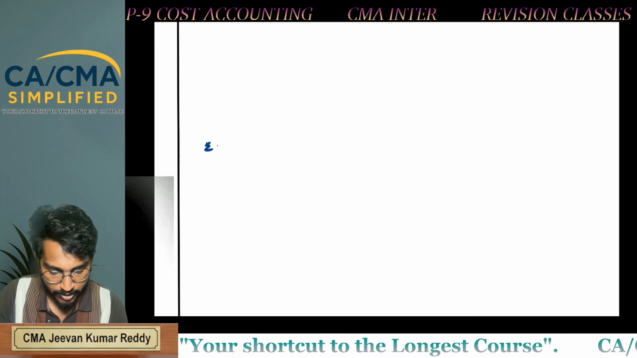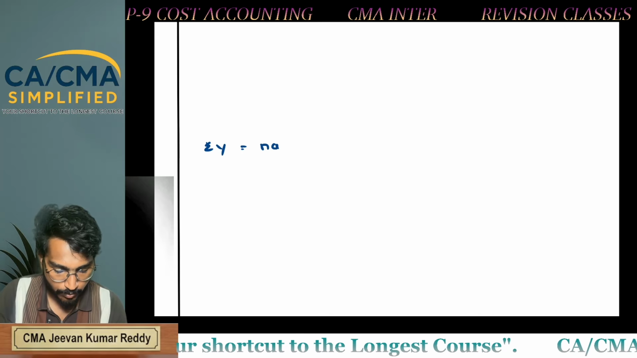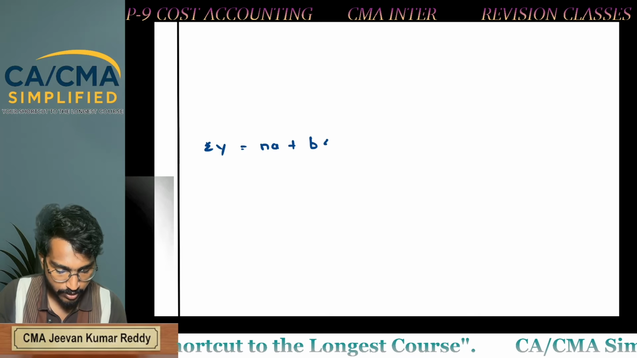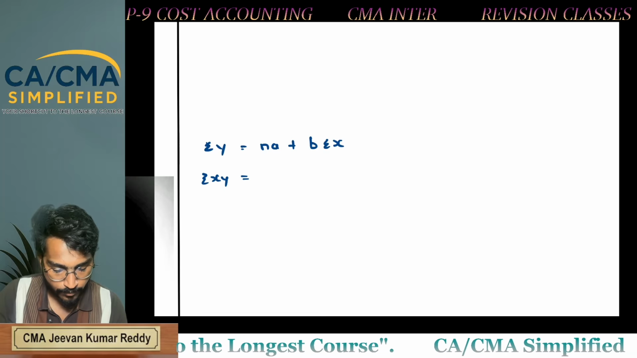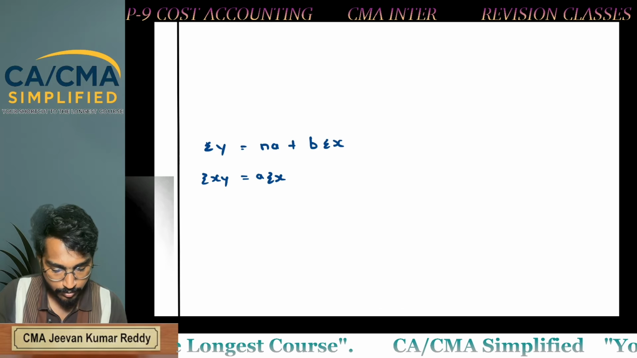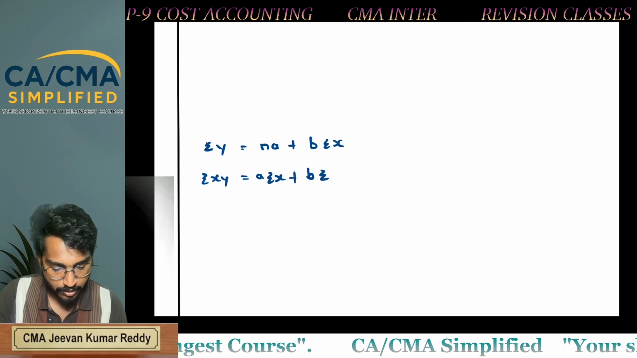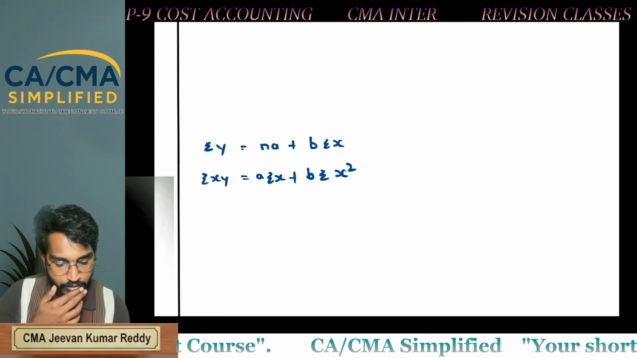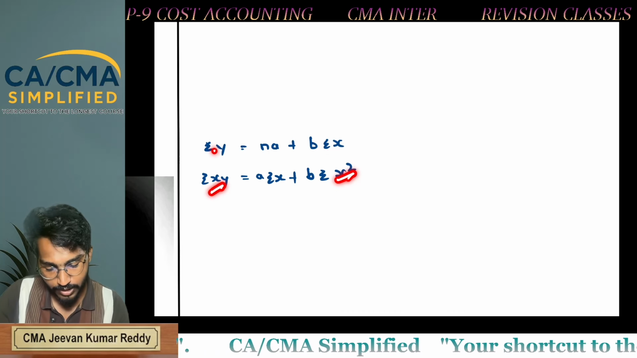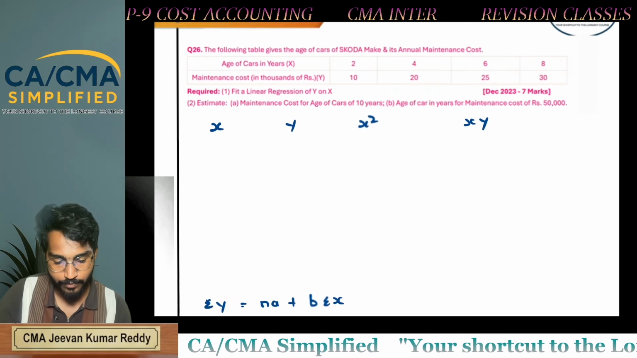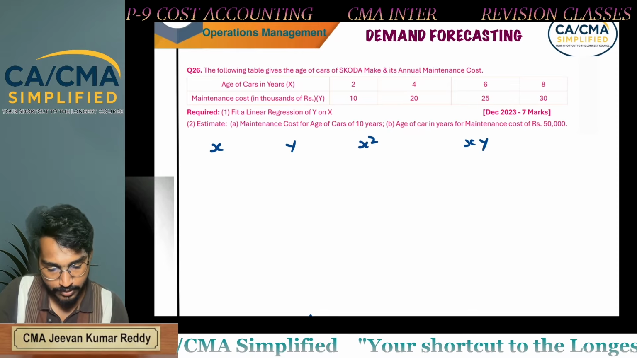The normal equations are: summation y is equal to na plus b summation x, and summation xy is equal to a summation x plus b summation x square. Now what we need is summation x, summation x square, summation xy, summation y and n. Now, what is x?